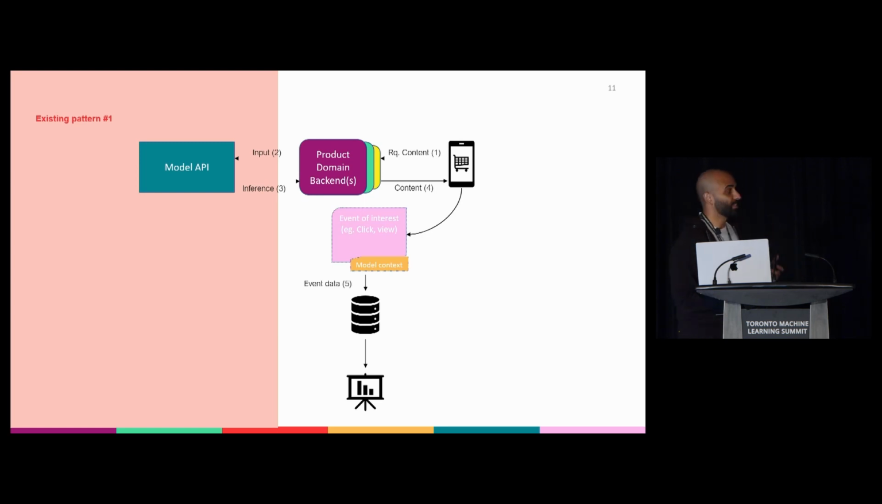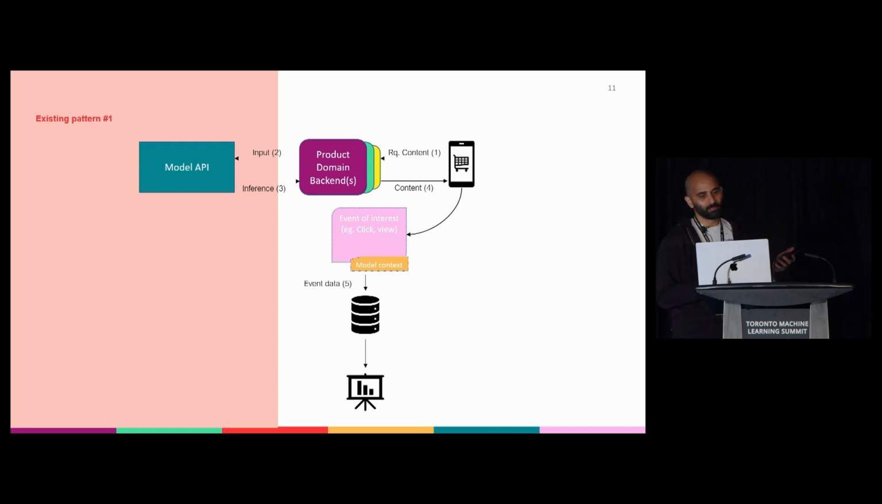Here's an illustration of an existing pattern, and let's call this pattern number 1. And this is typically what we see in models which determine what products are seen by users when they shop online. We see that there is a front end, either a website or an app, with which the user interacts. The app then requests content from some backend services. This could be product information or content services, or the shopping cart service, and so on.